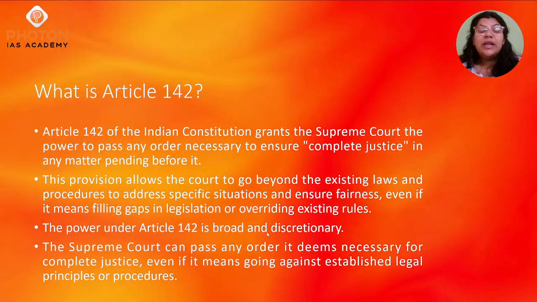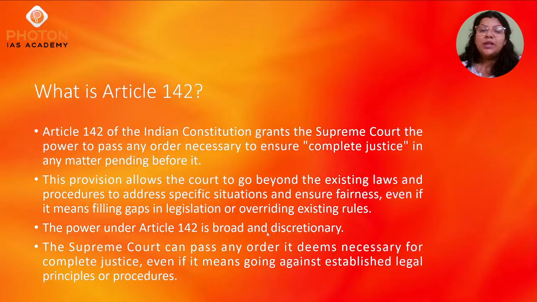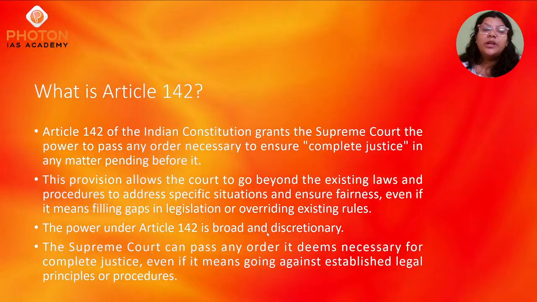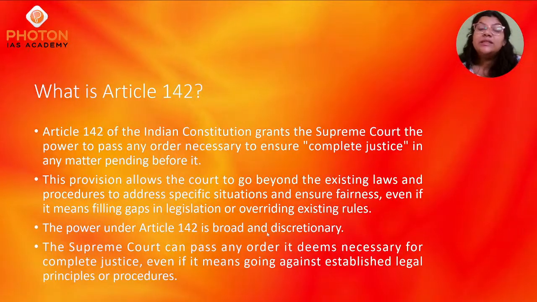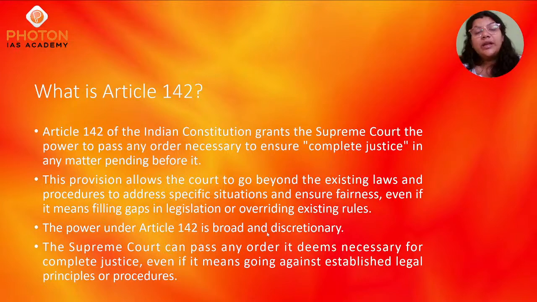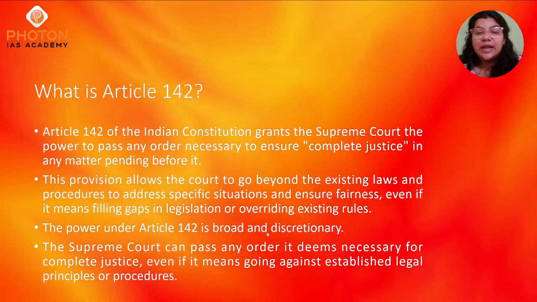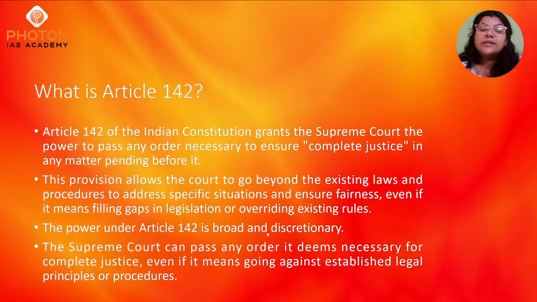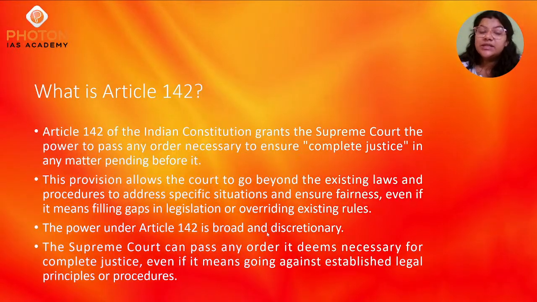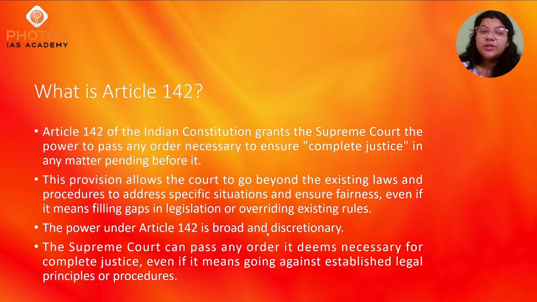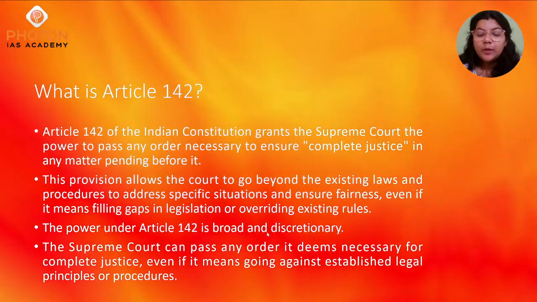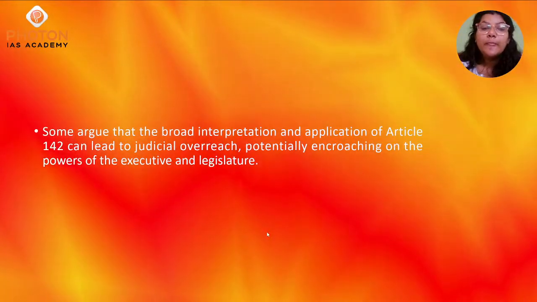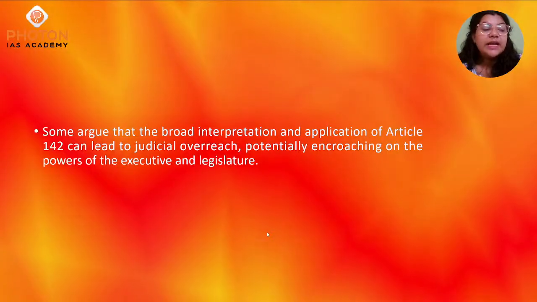Anyway, it can be interpreted in any manner, and that itself gives that particular article its dangerous edge, because the Supreme Court can interpret Article 142 whichever way it needs. And it's discretionary. It can act according to its own will and does not need anybody's recommendation in doing so. The Supreme Court can pass any order it deems necessary for complete justice, even if it means going against established legal principles or procedures. Okay, so far is that clear? Article 142. Can I go ahead, guys?